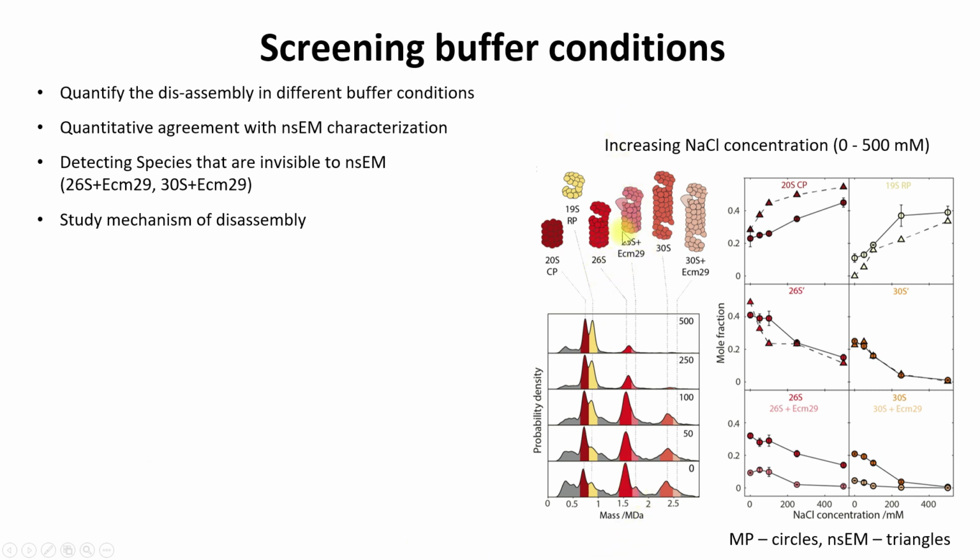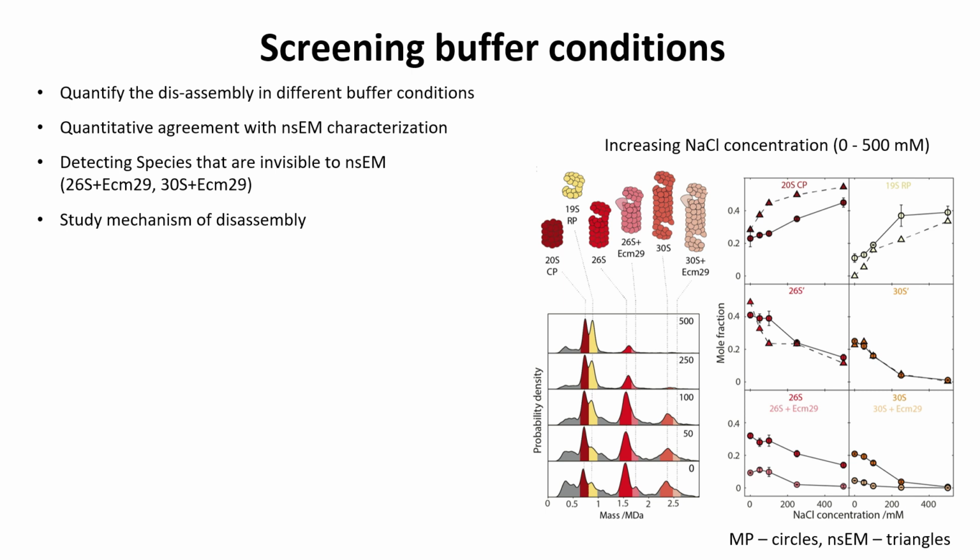The nice thing is that we could easily detect the complex with the cofactor ECM29, both with 26S and 30S. However, in negative staining, it's hard to distinguish between the 26S and the 26S with ECM29, or the 30S and the 30S with ECM29, and therefore they could not distinguish between the two.